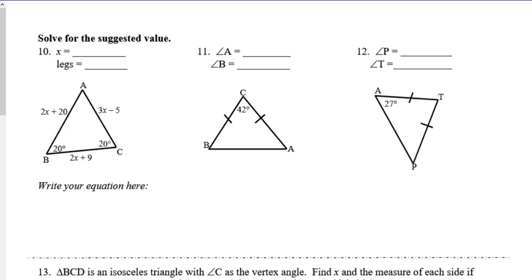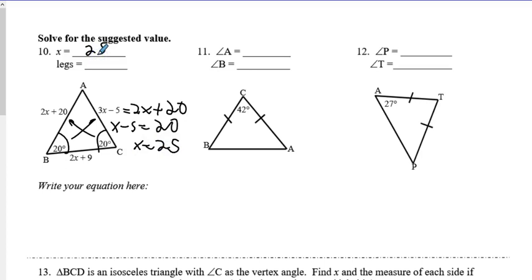Solve for the suggested value. Notice these are the same, which means that and that are the same. So I can just take 3x minus 5 equal 2x plus 20, and I can just do it right here. Now I like to keep my x's positive, so I'm going to subtract the 2x. 3x minus 2x is x, minus 5 equals 20. Then I'm going to add 5 and get x equals 25.